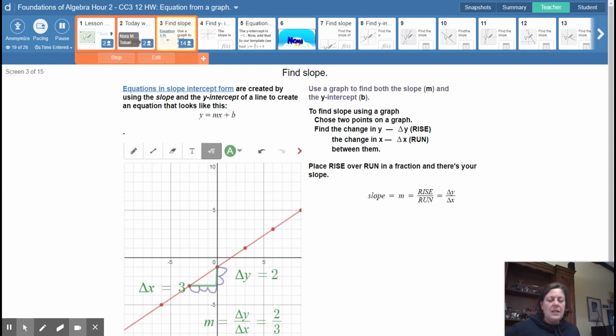So slide 3 looks kind of a little busy with all the writing and stuff on here, but let's just walk through this piece by piece. Up at the top, it talks about equations being in slope-intercept form are created by using the slope and the y-intercept of a line. We know that equation, y equals mx plus b. That is slope-intercept form because it gives us the number for both slope and y-intercept.